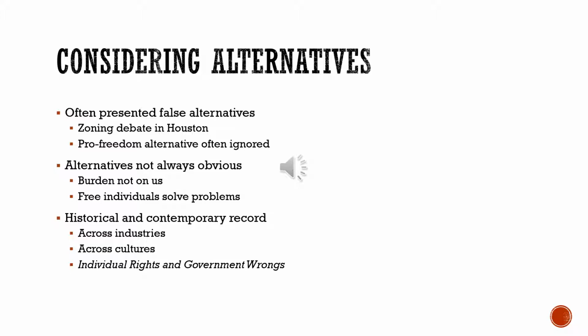In that book I provide dozens and dozens of examples of how private individuals and businesses have provided services that we often think only government can provide. These examples are from many different industries, from many different cultures, over a couple of hundred years of history. So in the book I showed that free individuals do solve problems, often in innovative ways that would never occur to us. And we can certainly use those as examples of alternatives to make our point that freedom will help us address these issues.